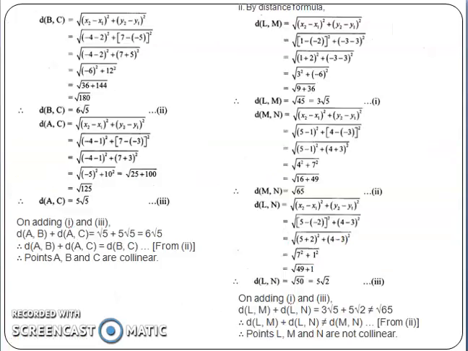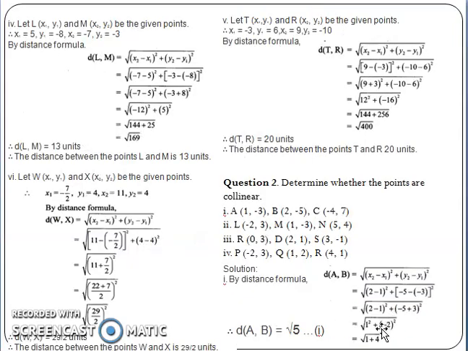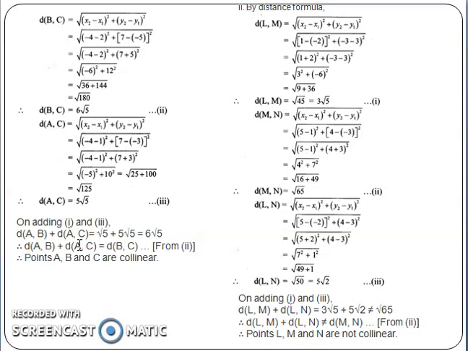We will go to the next slide for finding the distance of BC. Here distance of BC we are getting under root 180, that means distance of BC will be equal to 6 root 5. Then in a similar way distance of AC we are getting under root 125, that is equal to 5 root 5. So adding equation 1 and 3, that is distance of AB plus distance of AC, we are getting root 5 plus 5 root 5, that is equal to 6 root 5. So that is distance of BC.